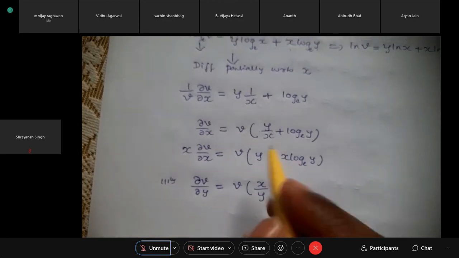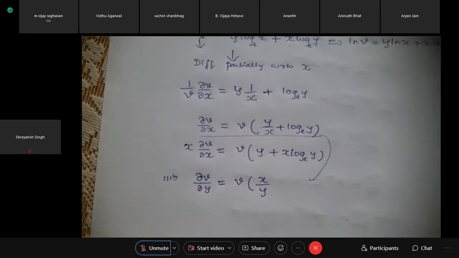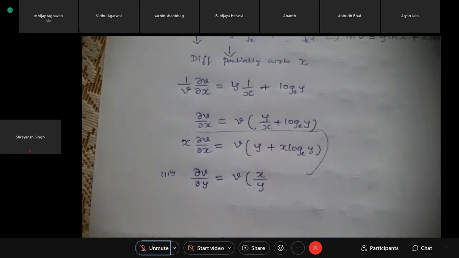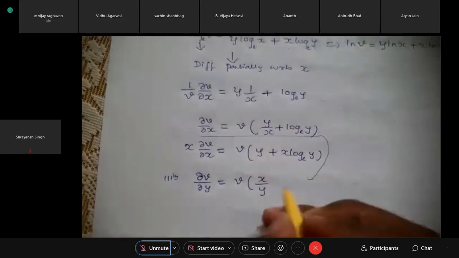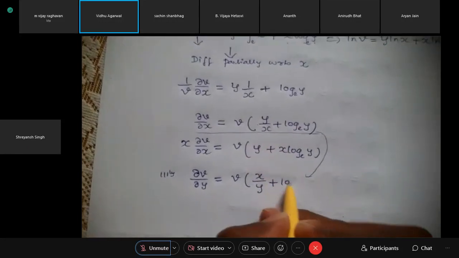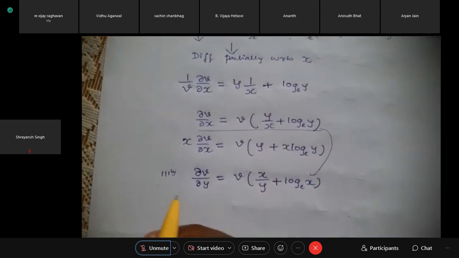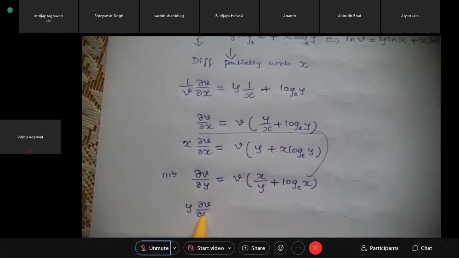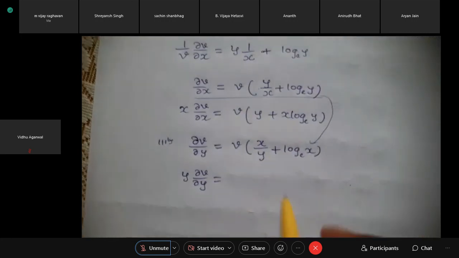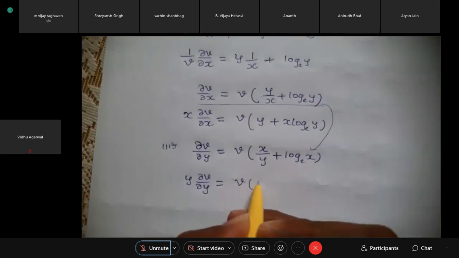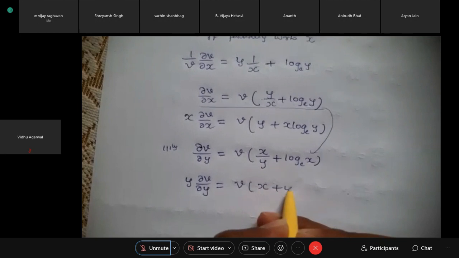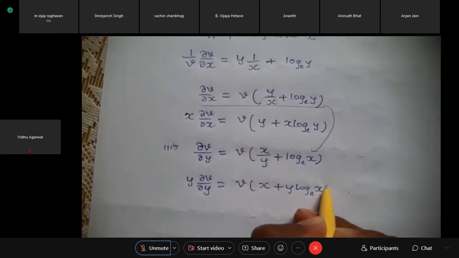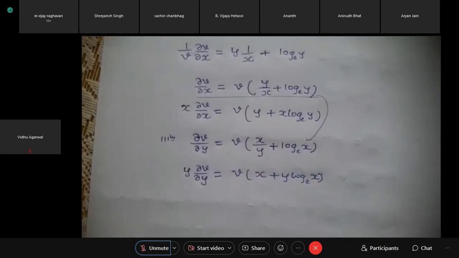I'm still having dou v by dou x only. Dou v by dou y. Oh, okay. Yes, sir. Plus y log x. Plus log x. Right. Then this, if I multiply it by y, what will happen? It is v into x plus y log x, right?